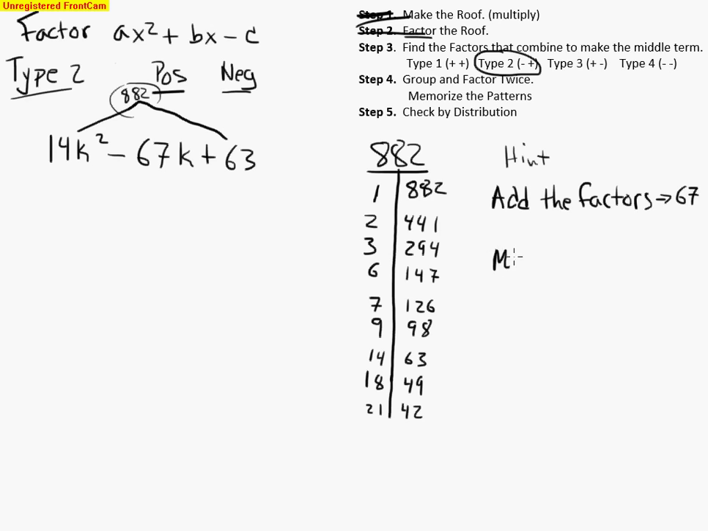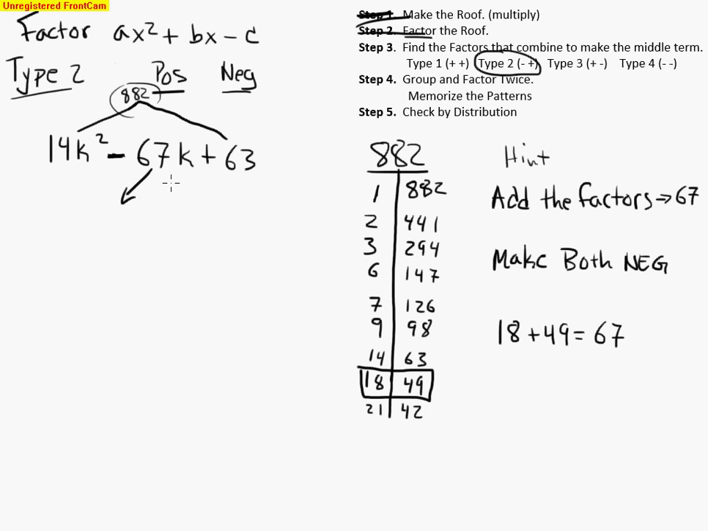But make both negative. Okay, so let's figure out which ones add up. I already did this for you. I found that 18 and 49, when I add them up, so 18 plus 49 is going to equal 67. But look at this, I need it to be negative. So I'm going to make both of these negative.